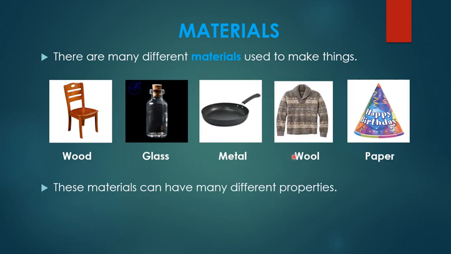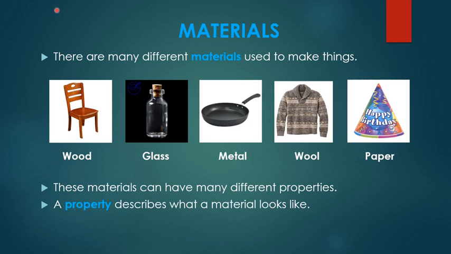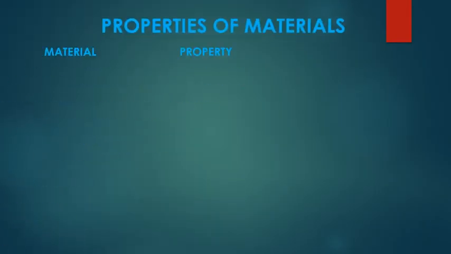Materials can have many different properties. A property describes what a material looks or feels like. Here we have a list of some materials and their properties. First, we have metal. Metal is strong. It means that it cannot be destroyed or broken easily. So strong is a property of metal. It says how metal is, how it looks or feels like.